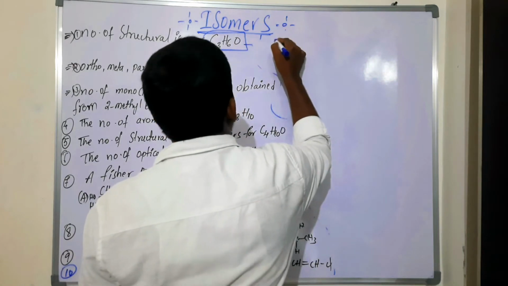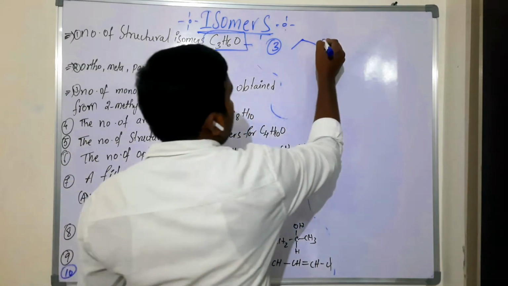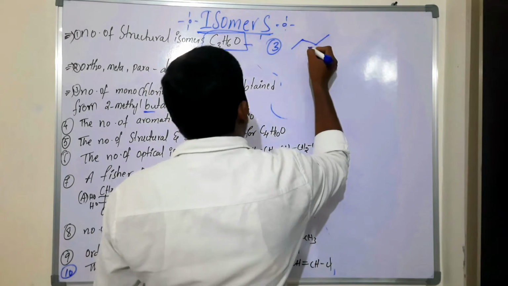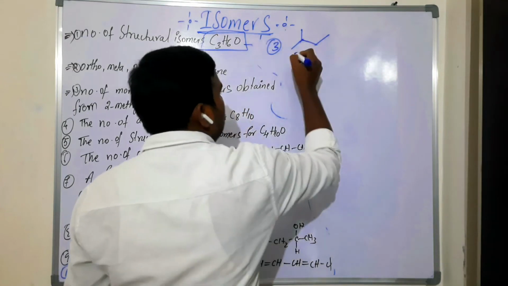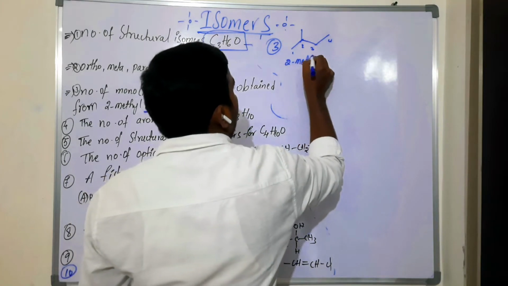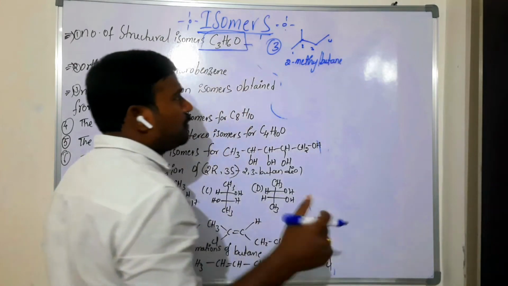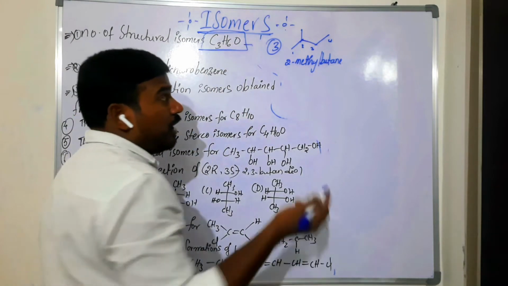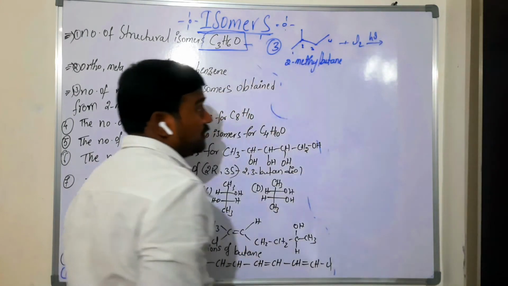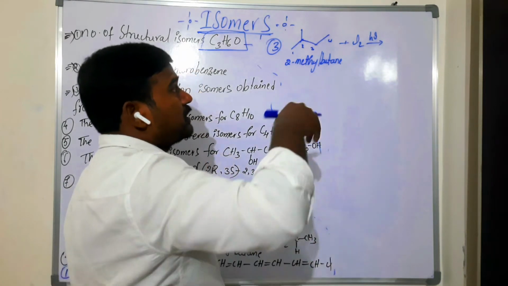Now question number 3. What is given here? Monochlorination of 2-methyl-butane. The root word includes 4 carbon atoms, and the second position contains 1 methyl group, so it is called 2-methyl-butane. Now you see how many types of hydrogen atoms there are for monochlorination. When chlorine reacts in the presence of sunlight, one hydrogen is replaced by one chlorine.